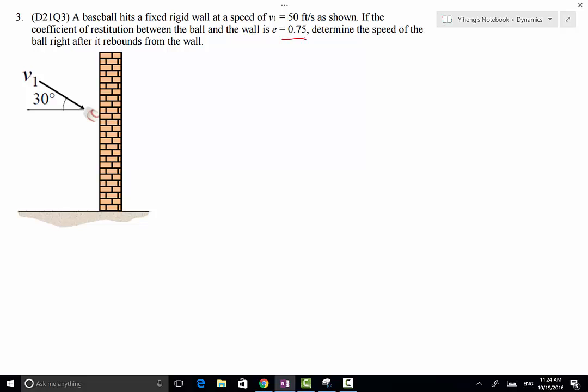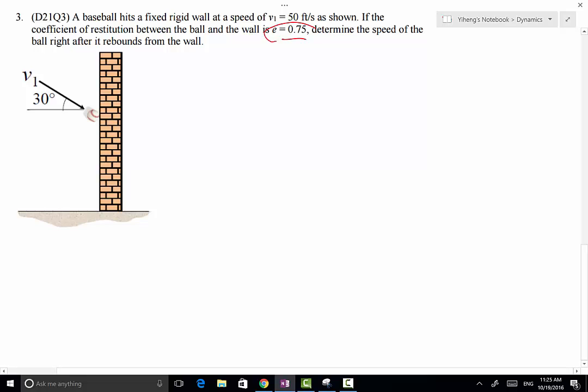So in this problem, we cannot treat the ball and the wall as one system and apply the conservation of linear momentum. The reason is that this wall is fixed to the ground. Therefore, during this collision, when the ball hits the wall, there is an external force that could affect the total momentum of the system. For that reason, we cannot apply the conservation of momentum equation to this problem.